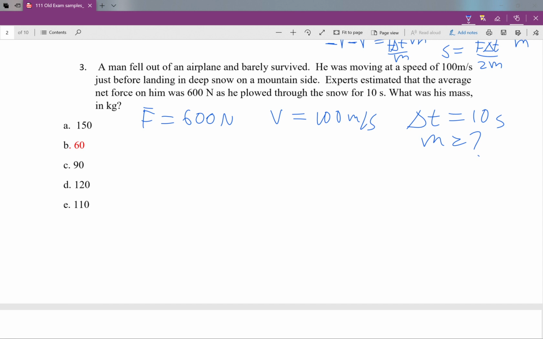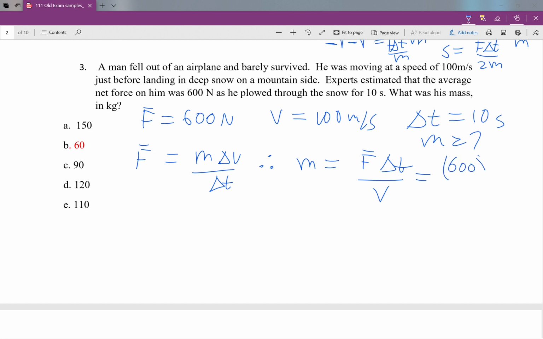So we know the equation for average force: F bar equals m delta v divided by delta t. But in this case we're looking for the mass. So the mass will be equal to F bar times delta t divided by velocity. That's going to give us 600 times 10, divided by 100. The zeros cancel out, and we get 6 times 10, which is 60. So 60 kilograms.